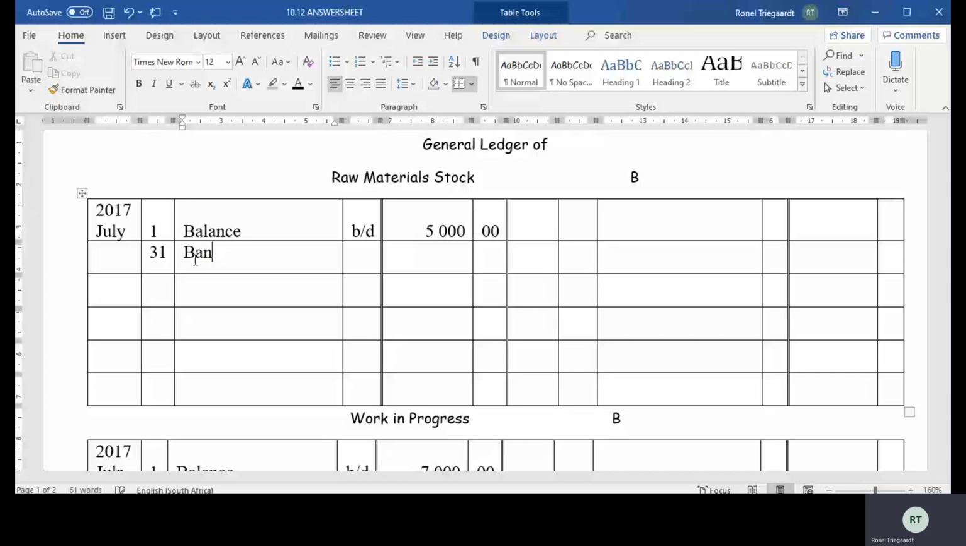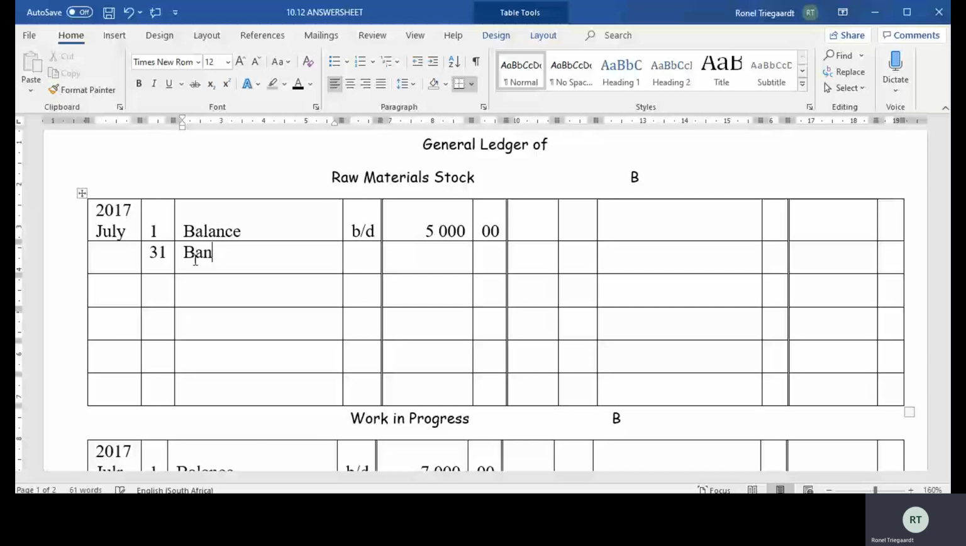The first lot of the information tells you cash purchases of raw materials. This is now for the month of July, so I'm going to have this on the 31st. Cash purchases will obviously be bank. And the amount that we've purchased was 30,000. Are you okay with that entry? Credit purchases will be creditors control, so I'm just going to write creditors control. And the amount for that was 35,000.